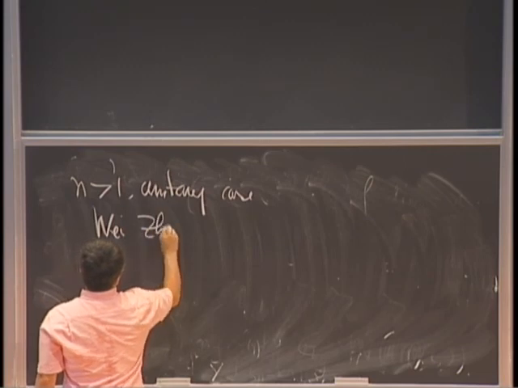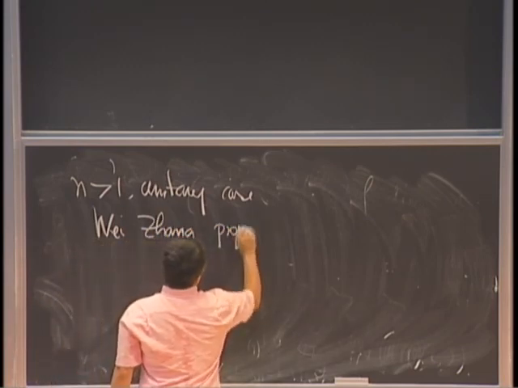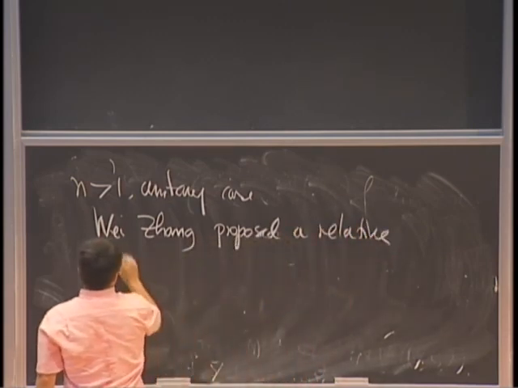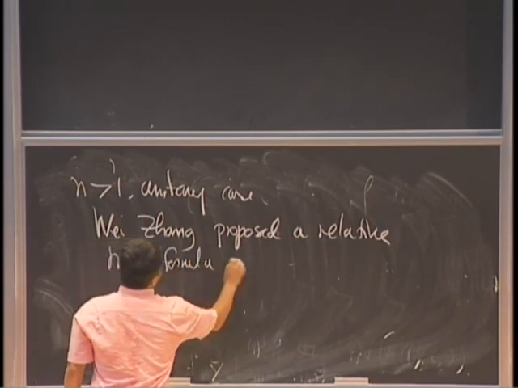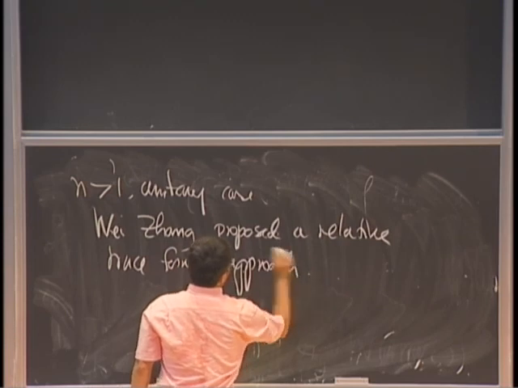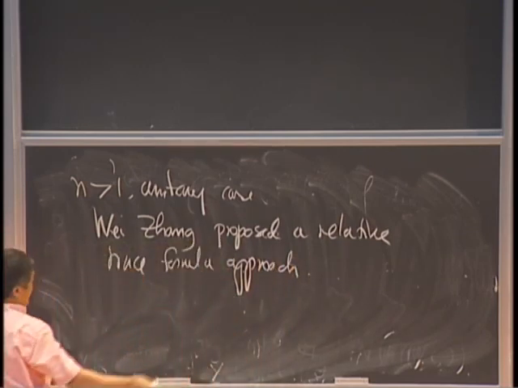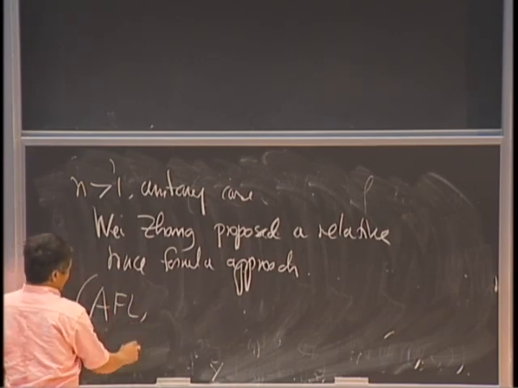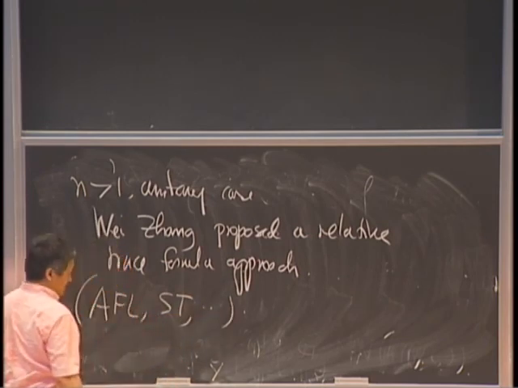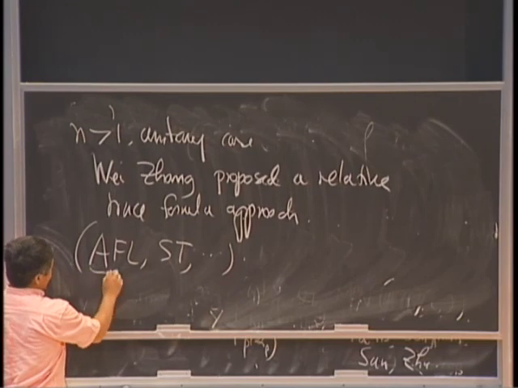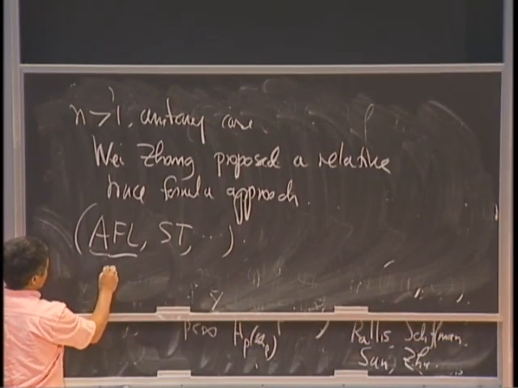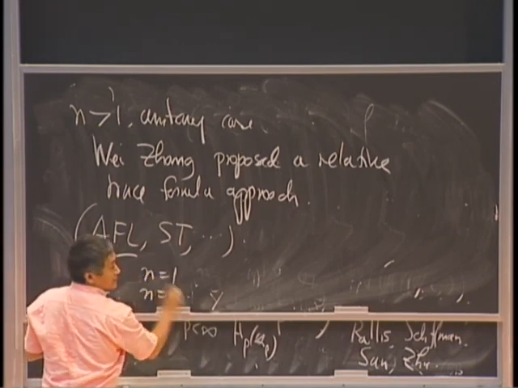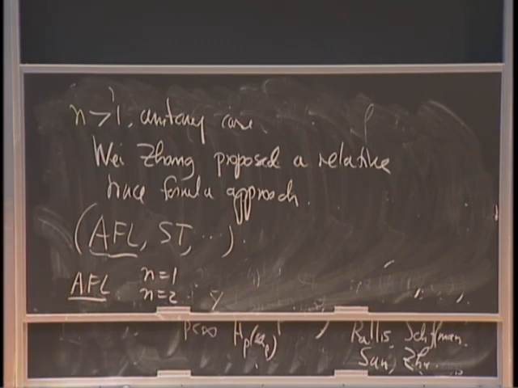Wei Zhang proposed a relative trace formula approach. And the relative trace formula, for this starting point in this case, you have this arithmetic fundamental lemma. You have a smooth transfer. Many things you need to check, but one by one. This arithmetic fundamental lemma has been confirmed by Wei Zhang himself, for n equals 1 and then n equals 2. So in general, still open.